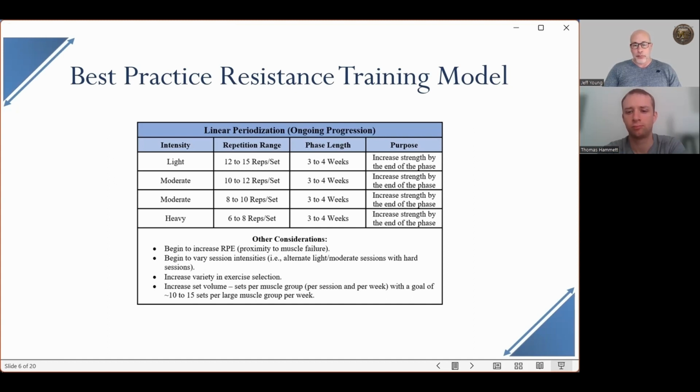You can have multiple goals within the phase, like increasing variety. You start to make sure that within the scope of the week, some of your sessions are harder and some of them are lighter. You don't want to always go hard, hard, hard, but you also don't always want to go light, light, light.